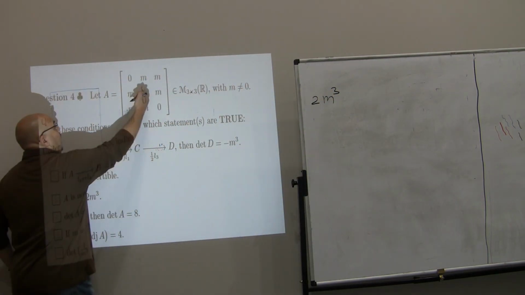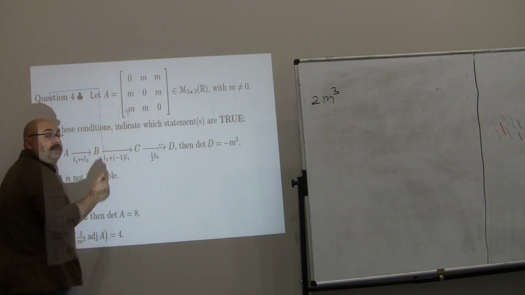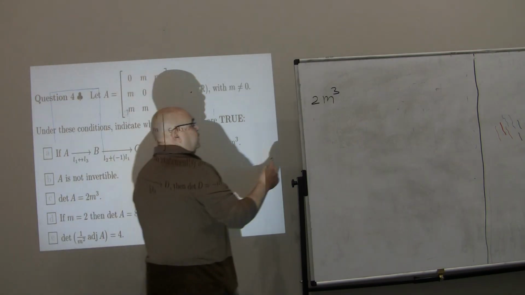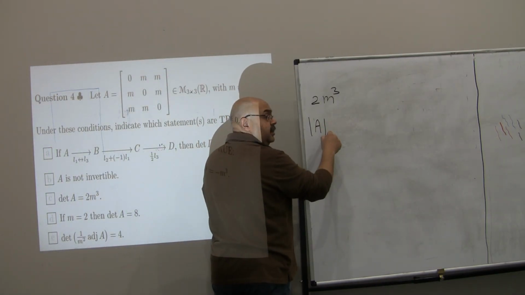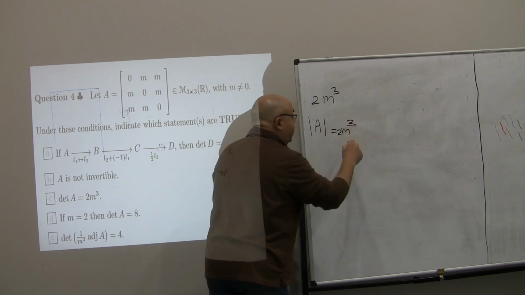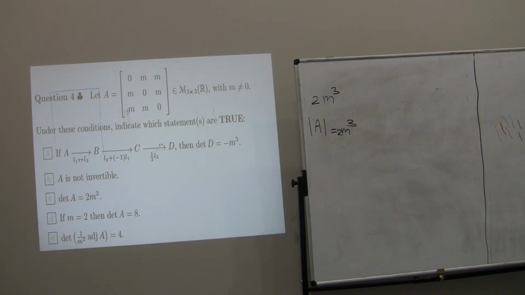Continue. On the other side, this is 0, that one is 0, and this one is 0. So now I have the value of the determinant. Determinant A is 2m cubed. Okay? Now let's review the operations and how they will affect the value of this determinant.